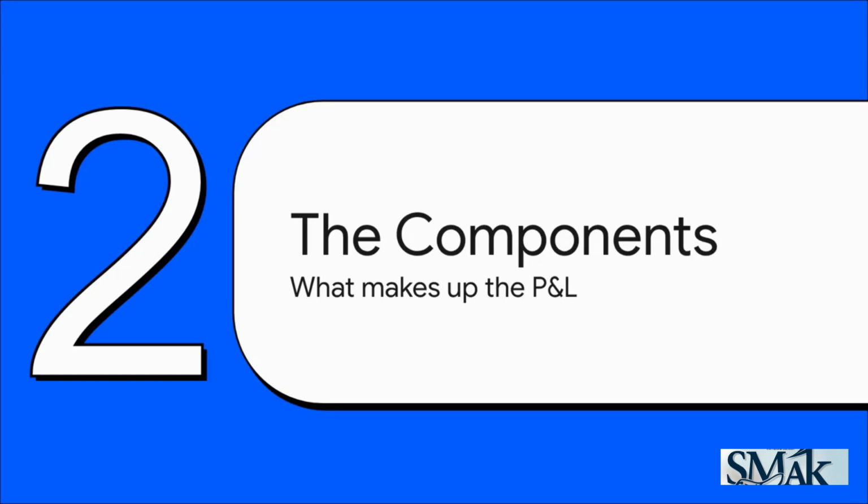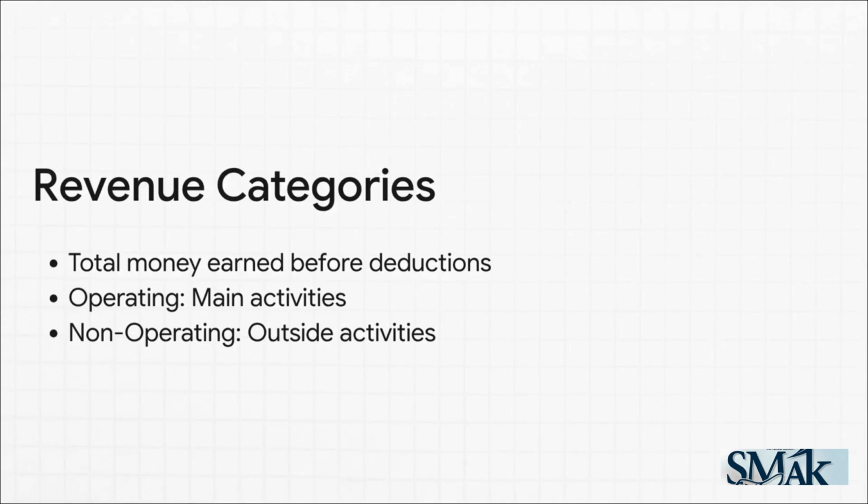Moving right along to section 2, breaking down the components. Okay, so everything starts at the starting line, right? And in business, that's revenue. This is the total cash earned before absolutely any deductions. You'll hear it called sales or turnover, but it basically splits into two buckets. You've got operating revenue, that's the money from your main hustle, what you actually do. Then you've got non-operating revenue, which is the extra stuff like interest from the bank or maybe dividend payouts.